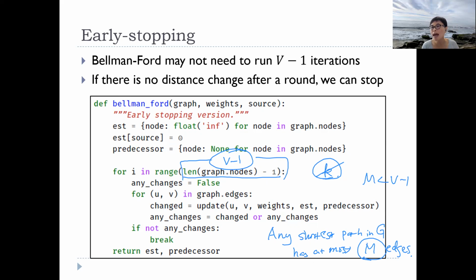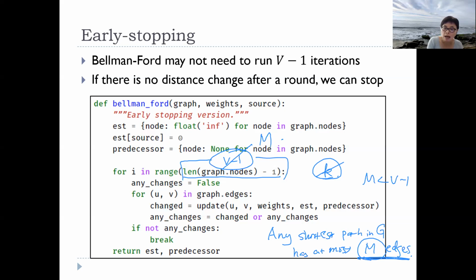You only need to run m iterations, because after m iterations, we're guaranteed to find the correct distance to all the nodes whose shortest path has at most m edges. So I can in general replace v minus 1 with m. But since we don't know what m is for a general graph, that's why we run v minus 1 iterations to guarantee that we don't miss any nodes.